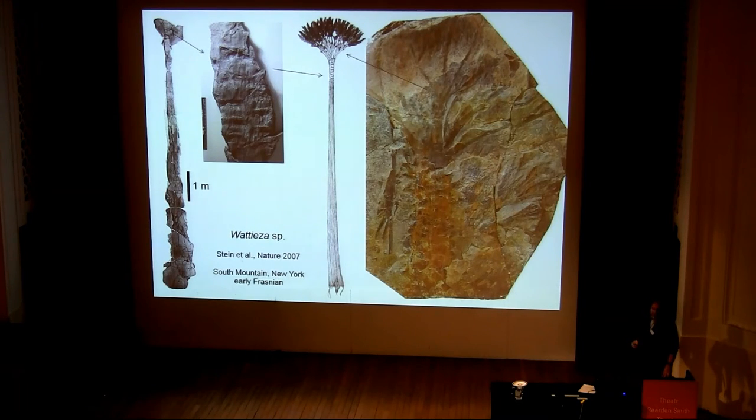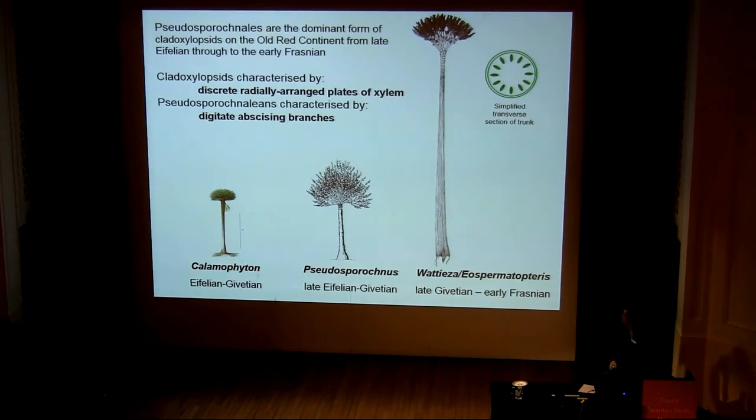And so it's not too difficult to reconstruct a tree here which is 6 to 8 metres tall, just 40 centimetres across at the bottom, which by the early Frasnian, the very earliest part of the late Devonian, was forming very, very substantial trees in upstate New York. And again, this is a pseudosporochnalean cladoxylopsid. So, after the burst of diversity of cladoxylopsids that we see at Lindlar, these pseudosporochnaleans become the dominant form of cladoxylopsid, and for some of that time they're the dominant form of trees on the planet.